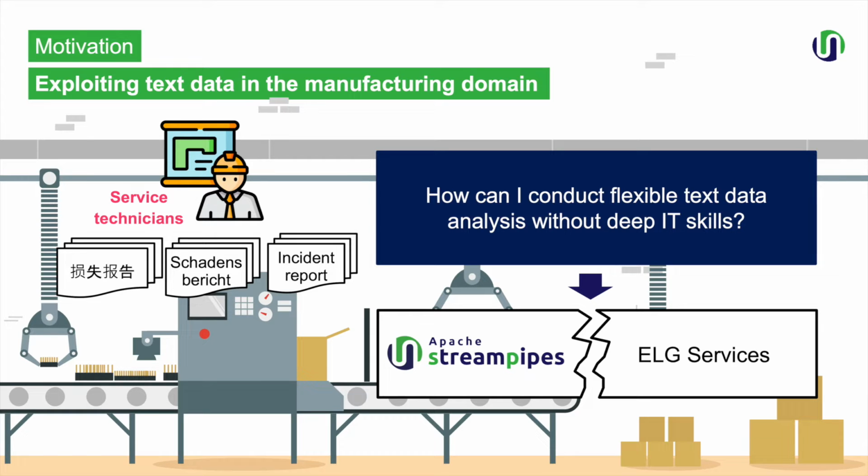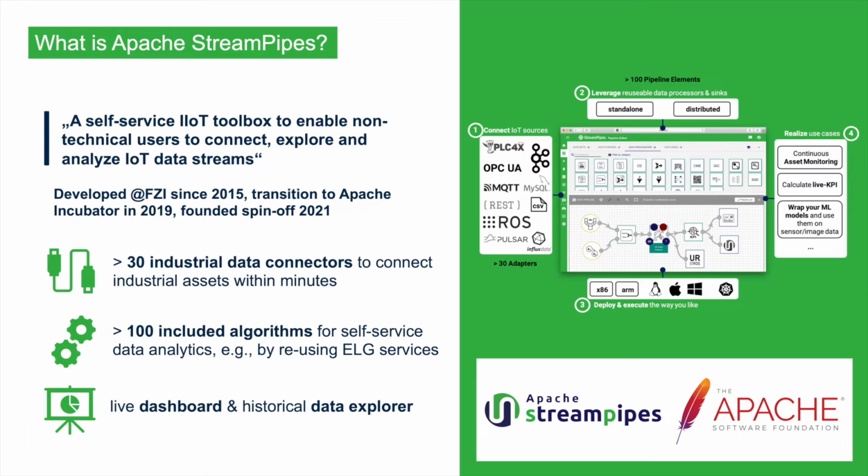So what exactly is StreamPipes? In general, StreamPipes is a self-service industrial IoT toolbox focused on non-technical users to connect, explore and analyze IoT data streams. StreamPipes was originally initiated by developers at the FZI Research Center for Information Technology in Karlsruhe in 2015, and was transitioned to the Apache Software Foundation in 2019, where it is further actively developed by a global developer base.